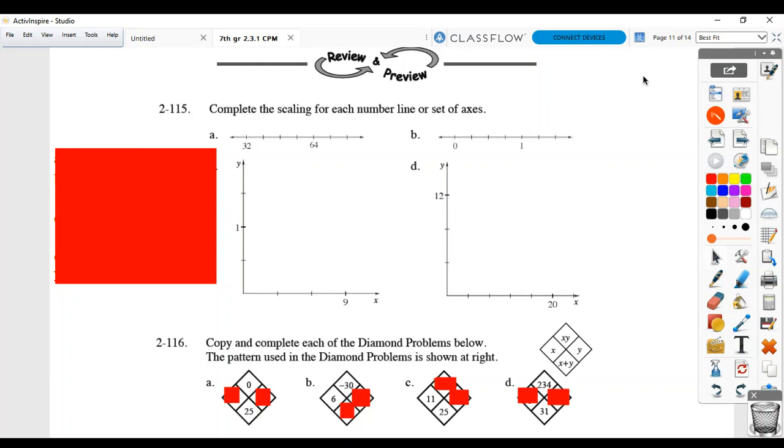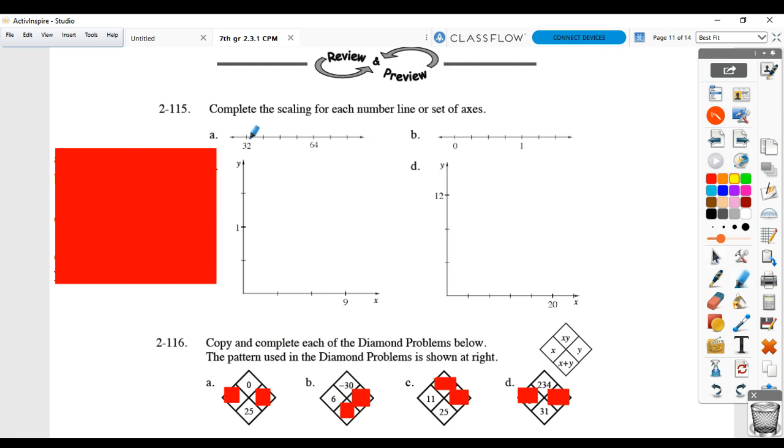This video is to help you correct the homework from section 2.3.1, starting with problem 2.115. You can pause the video whenever you need to, make any corrections you have to, and then submit. So for 2.115, we had to complete the scaling for each number line or set of axes.